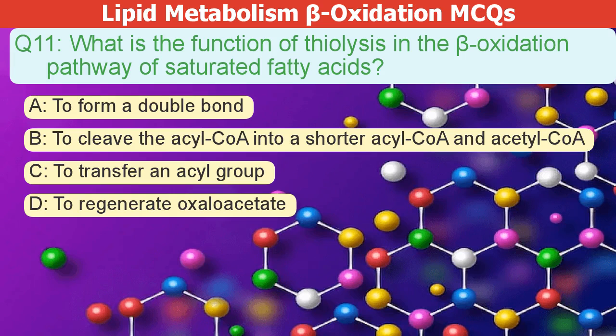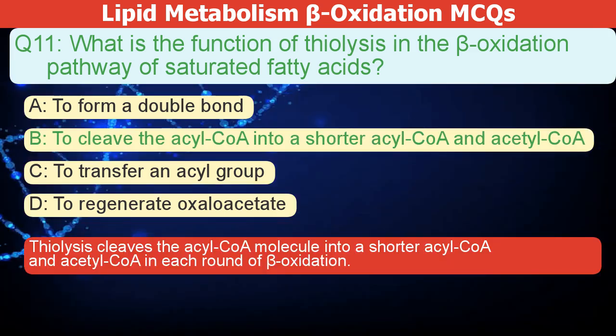What is the function of thiolysis in beta-oxidation of saturated fatty acids? A. To form a double bond. B. To cleave the acyl-CoA into a shorter acyl-CoA and acetyl-CoA. C. To transfer an acyl group. D. To regenerate oxaloacetate. The correct answer is B. Thiolysis cleaves the acyl-CoA molecule into a shorter acyl-CoA and acetyl-CoA in each round of beta-oxidation.